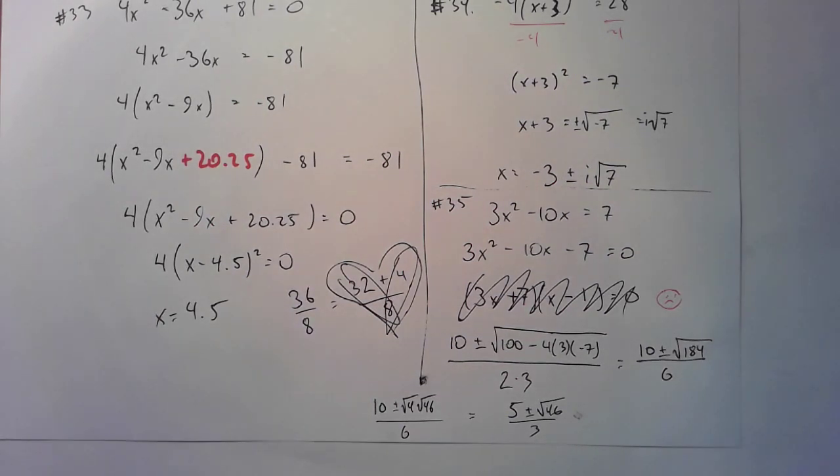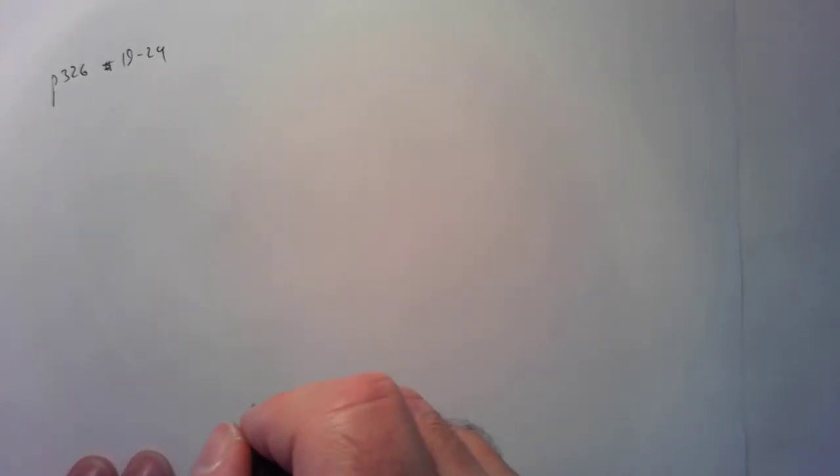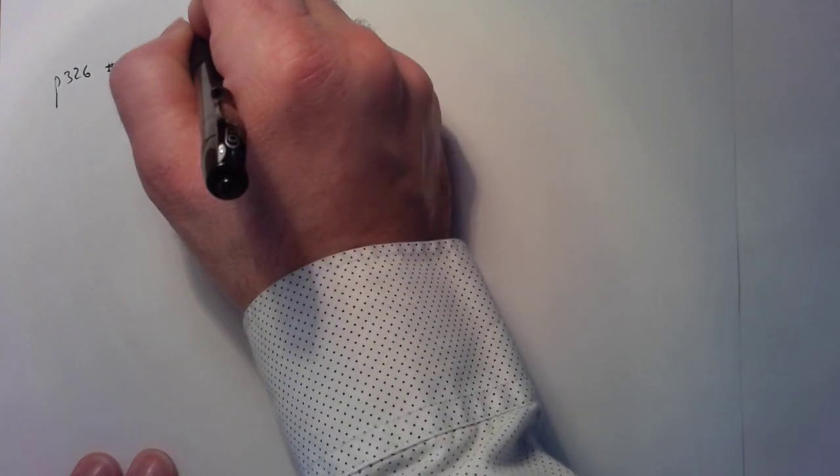All right, well, the next problem set that I need to work on is page 326. I'm going to do a few problems from there. I'm actually going to do 19 through 24. Doing well on time. Page 326, numbers 19 through 24. All right, so let's start with 19.